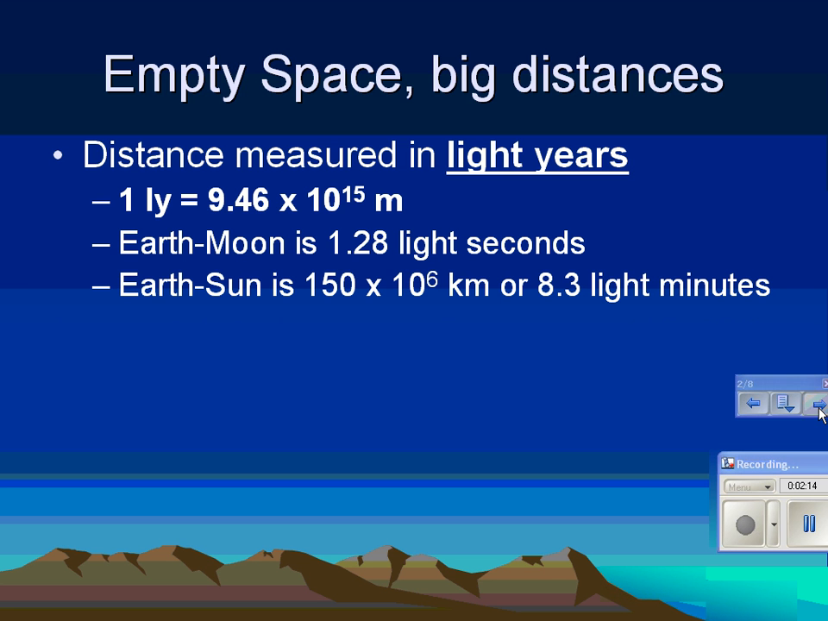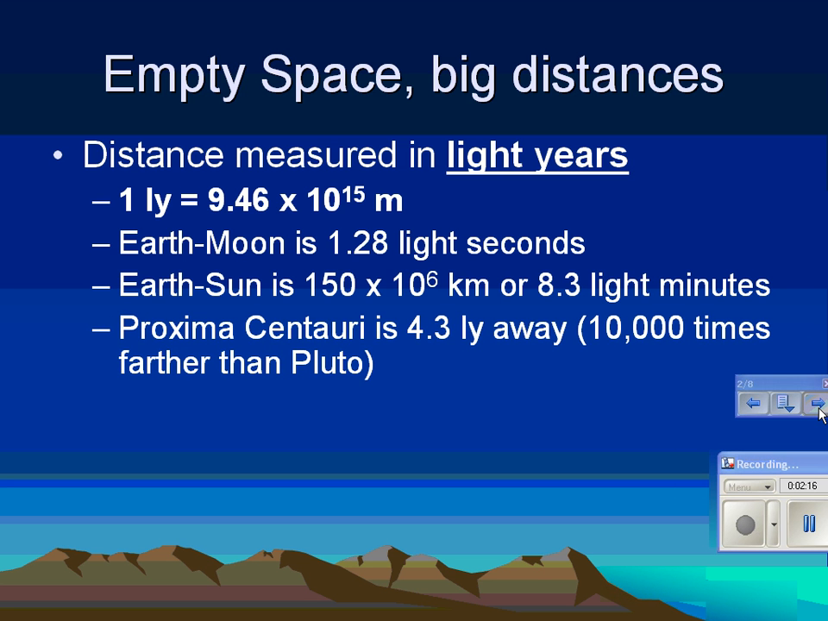Our next closest stellar neighbor, Proxima Centauri, is about 4.3 light years away. So to get to the first star, you have to be traveling at the speed of light for a little over 4 years. That's about 10,000 times farther away than Pluto, just to give you an idea.